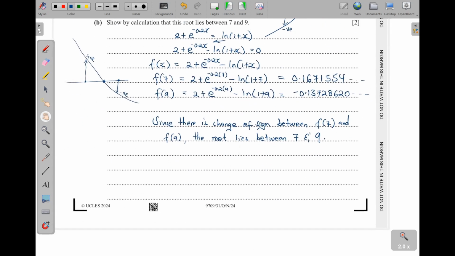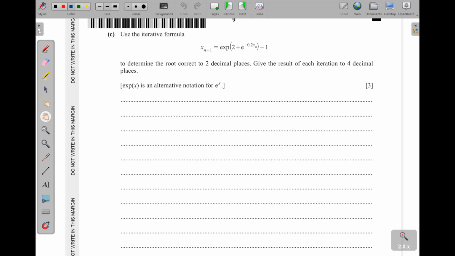So that is that. Part C, use the iterative formula x_(n+1) is equal to the exponent of 2 plus e to the power of negative 0.2 x_n, minus 1, to determine the root, correct to 2 decimal places. Give the result of each iteration to 4 decimal places. Exponent of x means an alternative notation for e to the power of x.